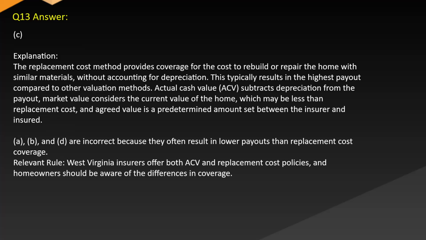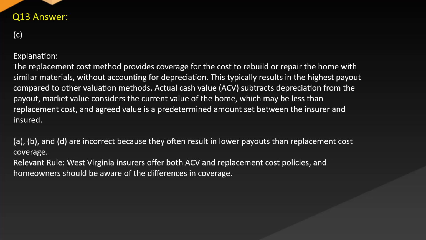Answer: C. Explanation: The replacement cost method provides coverage for the cost to rebuild or repair the home with similar materials without accounting for depreciation. This typically results in the highest payout compared to other valuation methods. Actual cash value (ACV) subtracts depreciation from the payout. Market value considers the current value of the home, which may be less than replacement cost, and agreed value is a predetermined amount set between the insurer and insured. A, B, and D are incorrect because they often result in lower payouts than replacement cost coverage.